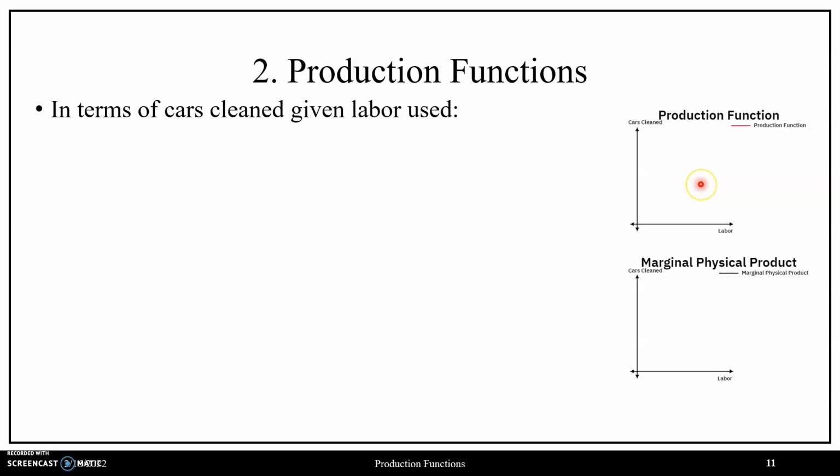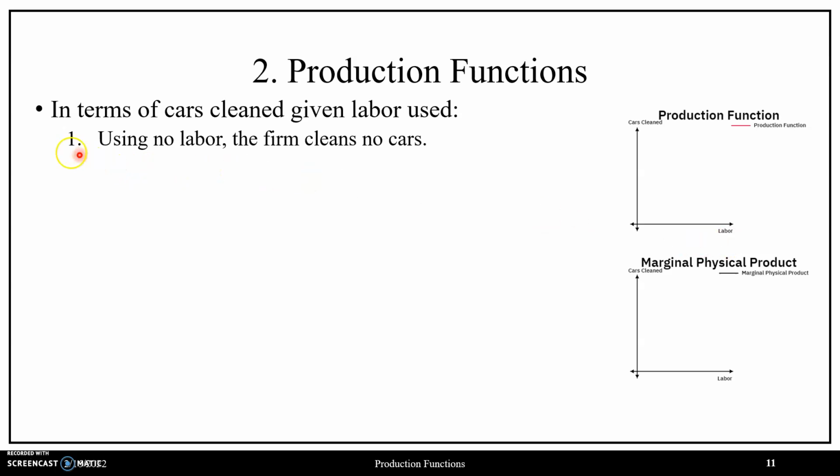On the right we'll have our graphical representations. On the upper right we'll have the production function, and on the bottom right we'll have the marginal physical product. In both cases we'll have quantity of cars cleaned on the vertical axis, which will represent our service, and on the horizontal axis for both graphs we'll have the quantity of labor that's being used.